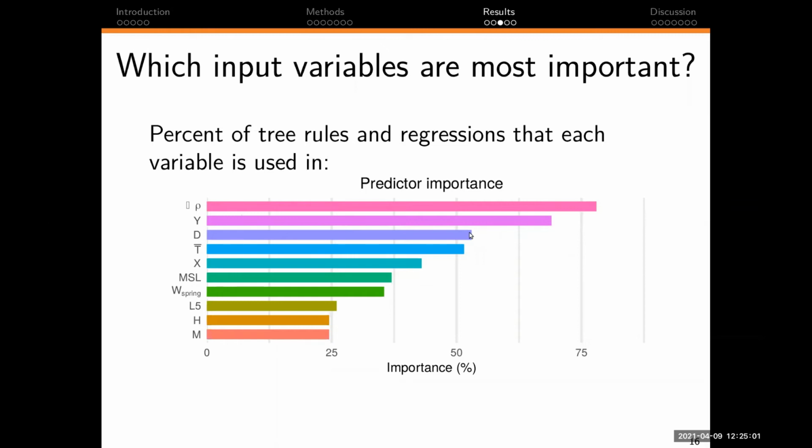So these kind of modulate the response based on whether you're closer to the head of the bay or the mouth, and then whether you're in deep or shallow water. Fourth, we have the mean temperature, which occurs in just over half of the models or splits. Then variables like mean sea level, spring winds, and nitrogen loading are comparatively less important.